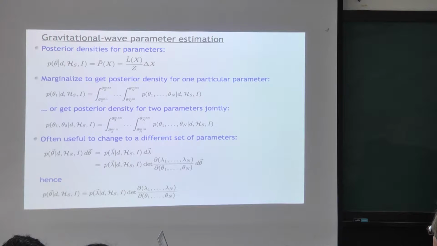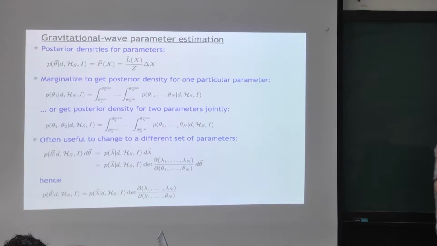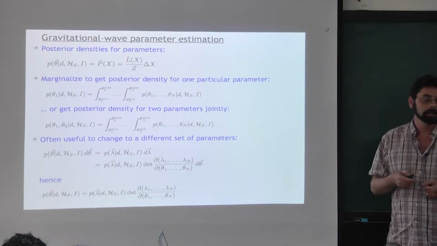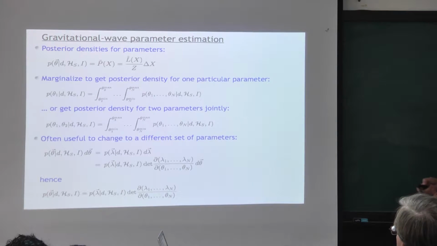Then often it is useful to change to different sets of parameters. For instance, you might want to know the density distributions for the component masses, or you might want to instead look at density distributions for chirp mass and the mass ratio. And in making that change, it is not like you have to do the nested sampling all over again.